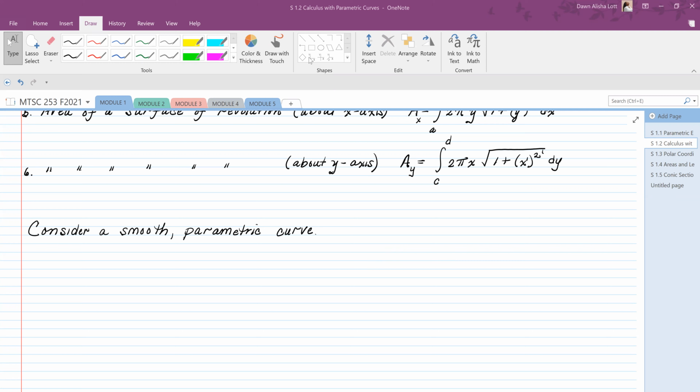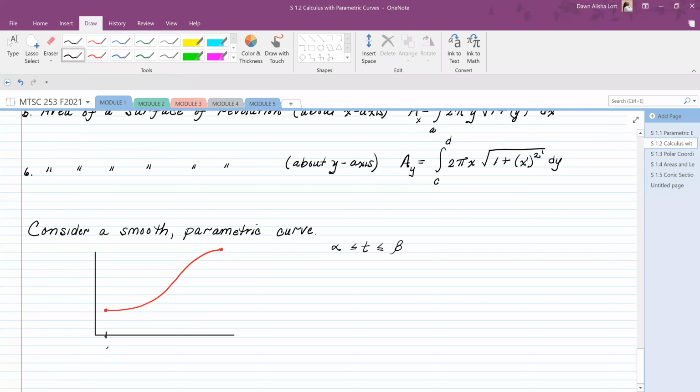All right, so here's my smooth curve. Nice smooth curve, right? So it's going to go something like this. It's going to start here, and it's going to go up like that. Okay, so it's going to start at some t. So let's just look at this curve. So t is going to go from alpha to beta.